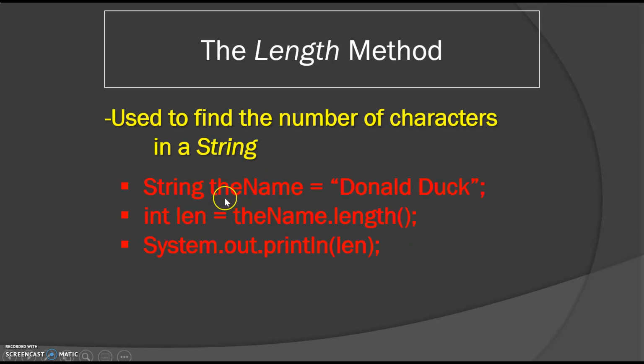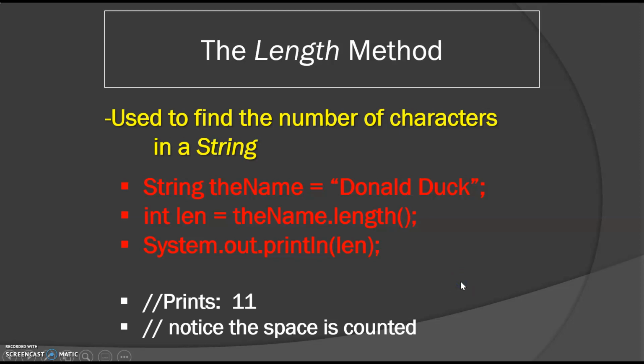Okay, so in this case, we have a string. We named our string the name, and the string is Donald Duck. And we want to find out how long is Donald Duck. Take a second and tell me what you think it is. How many think it's 10? How many think it's 11? How many don't have a clue? The answer is 11 because it's going to count the space. So D is 1, 2, 3, 4, 5, 6, space is 7, 8, 9, 10, 11.